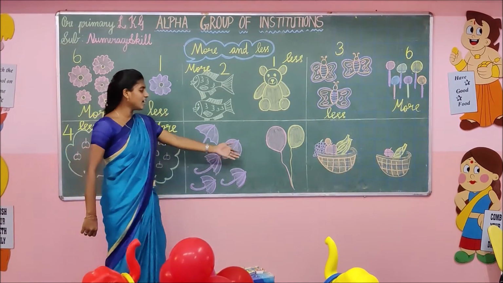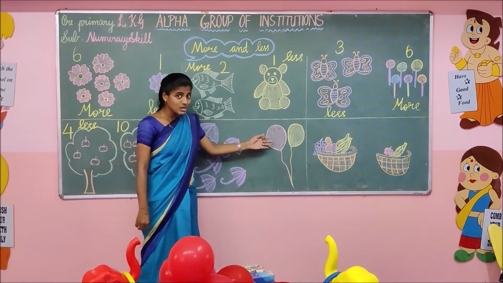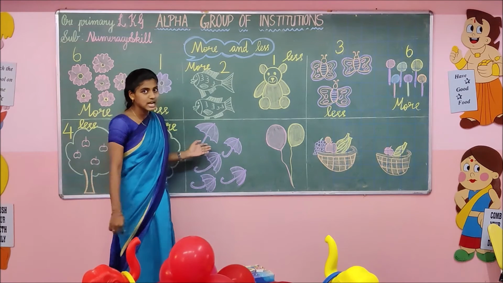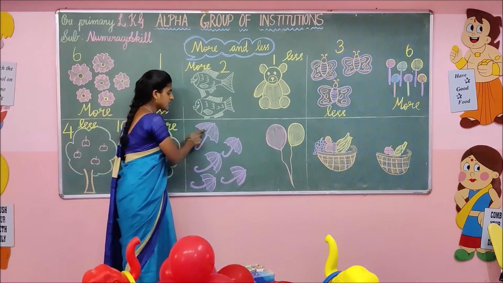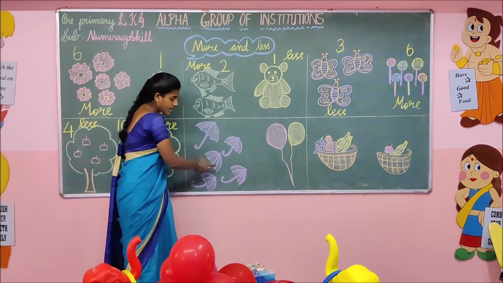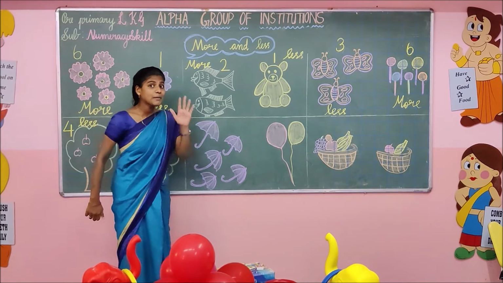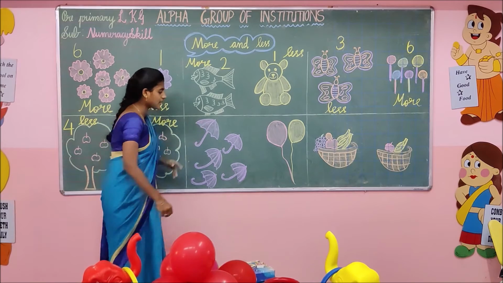Next we move here. What are these? Umbrella and balloons. Shall we first count the umbrellas? Okay. 1, 2, 3, 4, 5. How many umbrellas do we have? 5 umbrellas. Shall we write 5?